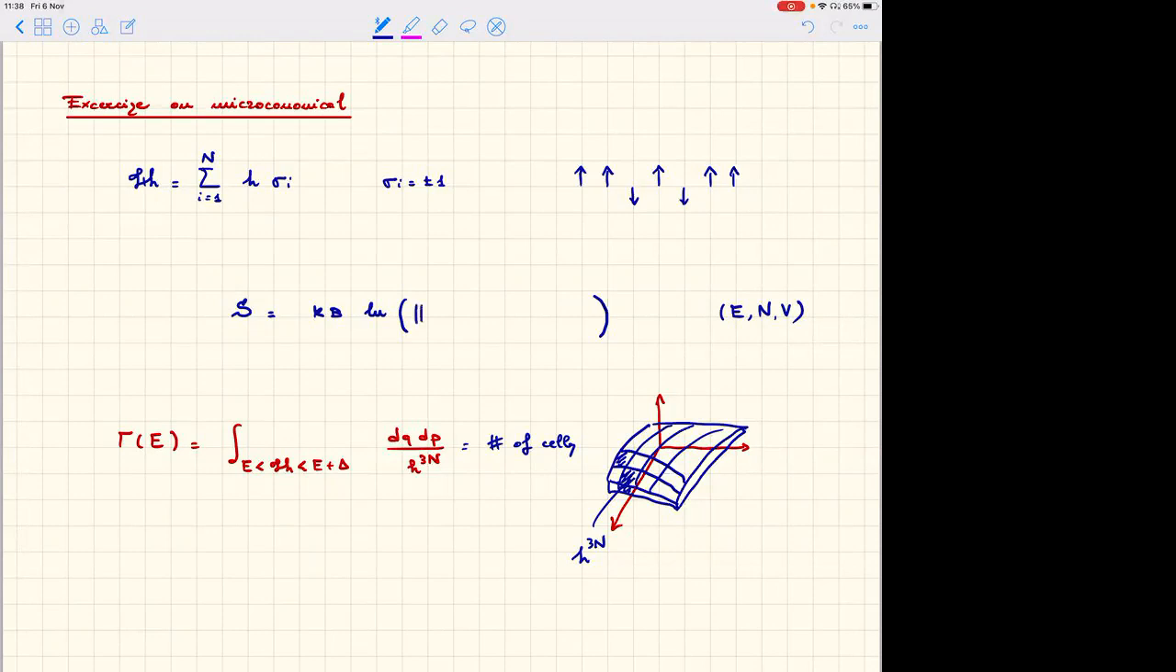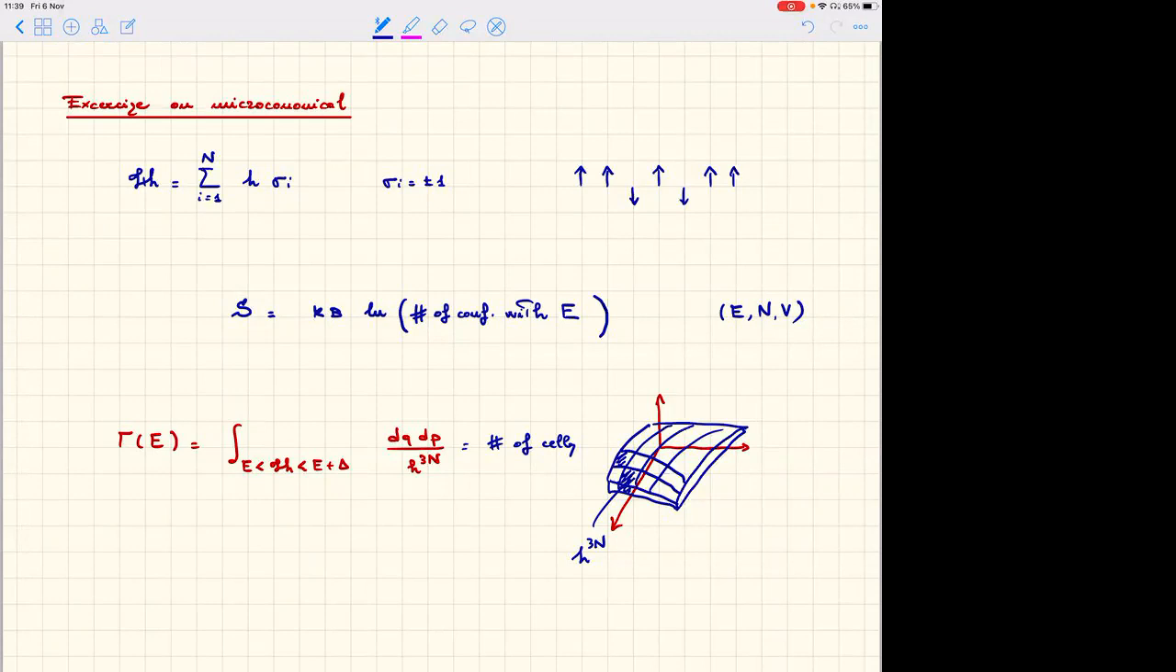A number of configurations with energy E. Okay? Is that clear? Yes or no?